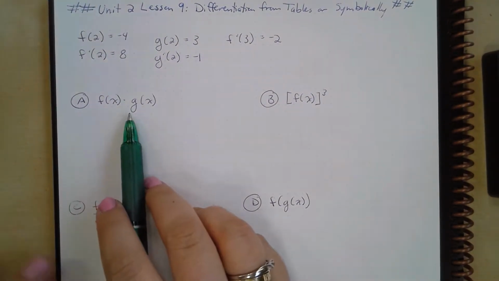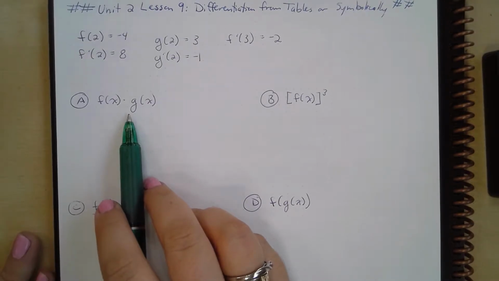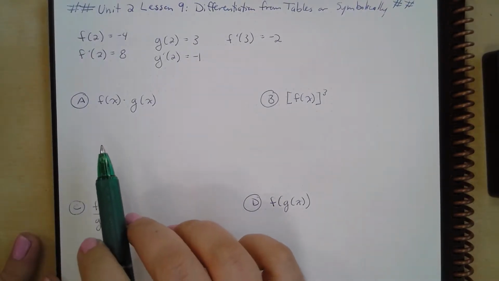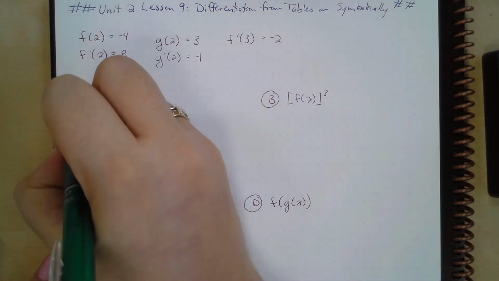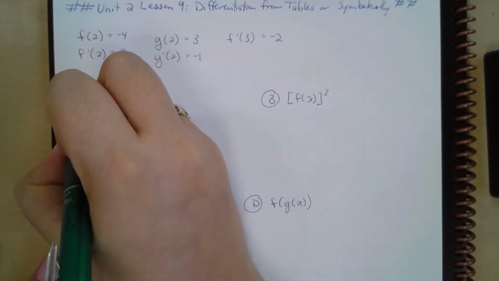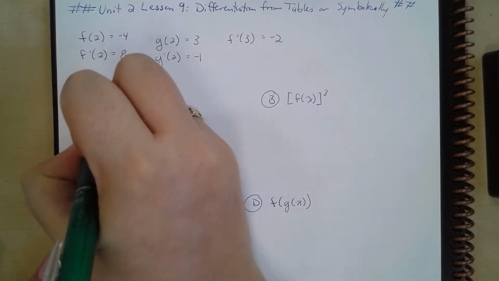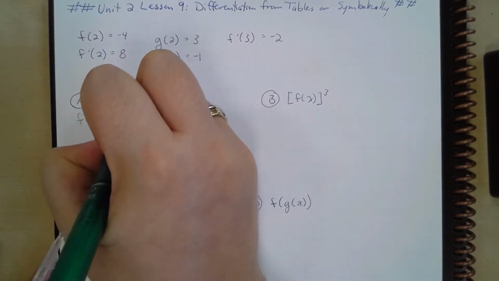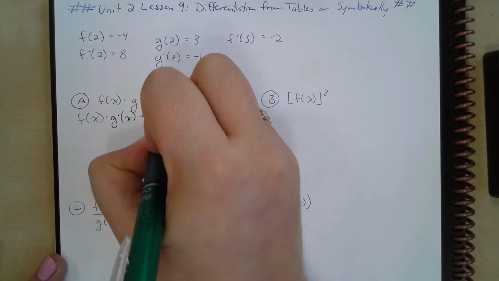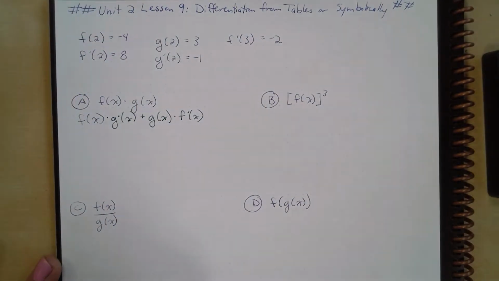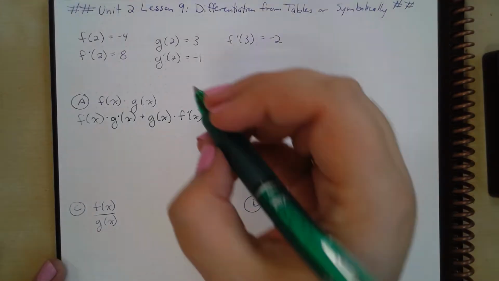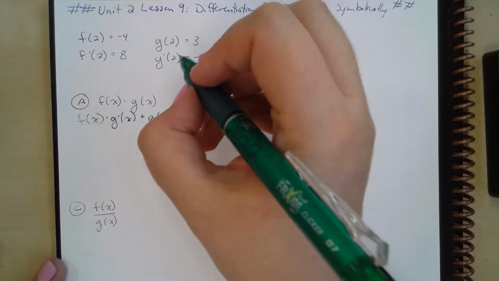So here, for part A, we're given f of x times g of x. In order to find that derivative, we know, since this is multiplication, we're going to use the product rule. So our derivative is going to be equal to f of x times g prime of x plus g of x times f prime of x. So far, so good. And I want to find this at x equals 2. Actually, for all of these, we're going to find these all at x equals 2.